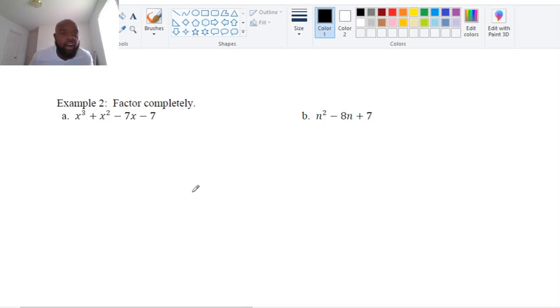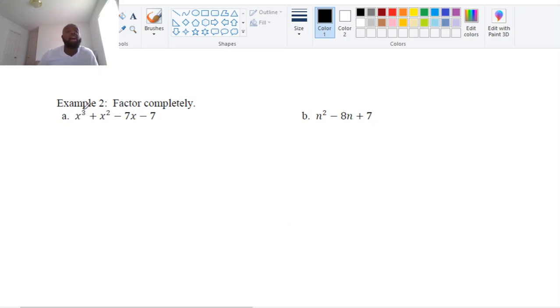But let's say factor completely. Part A, x cubed plus x squared minus 7x minus 7. I want to factor this polynomial here. So the first thing I'm going to think about is to factor out the GCF, the greatest common factor. If I look at all of those terms, there is no greatest common factor besides 1.